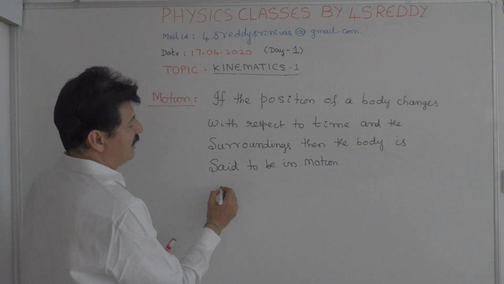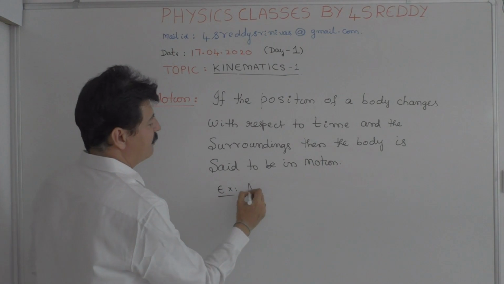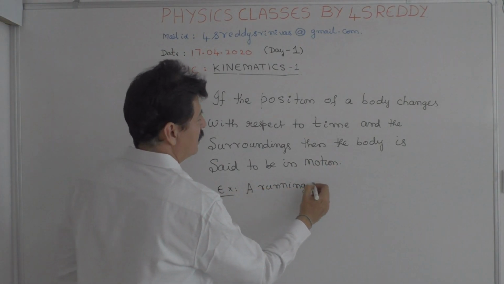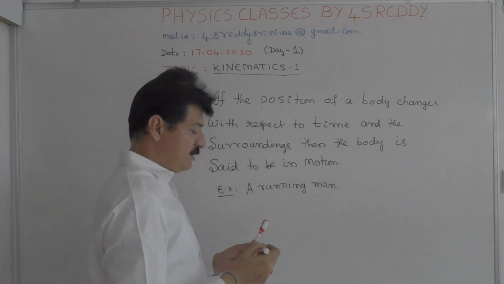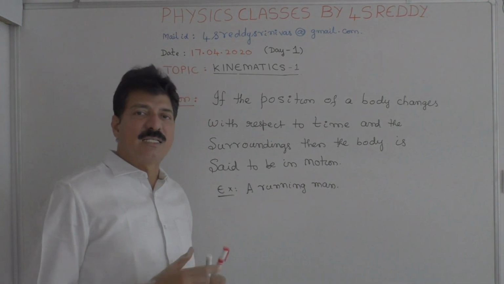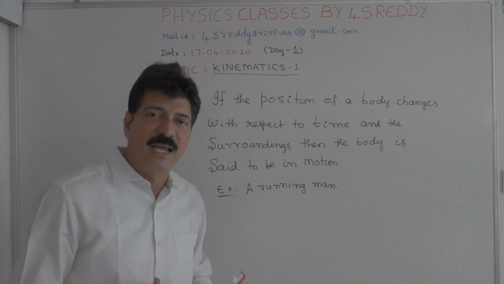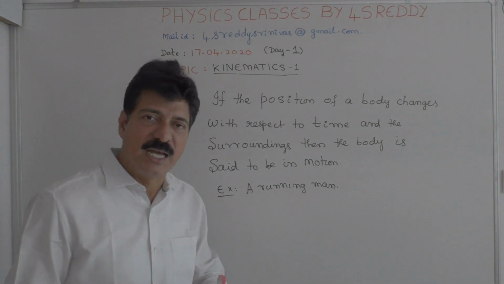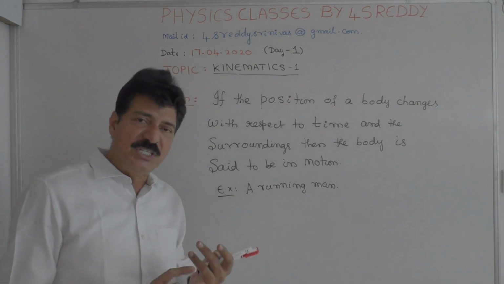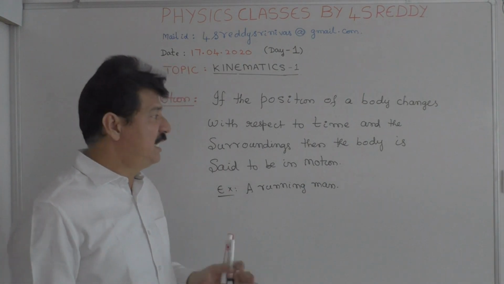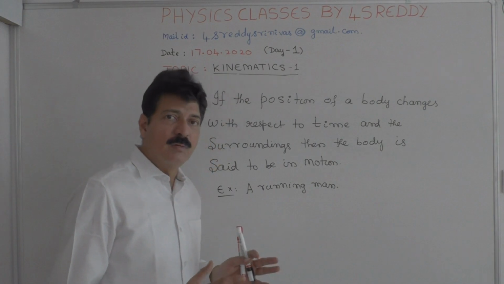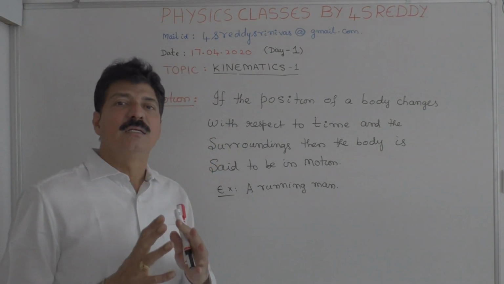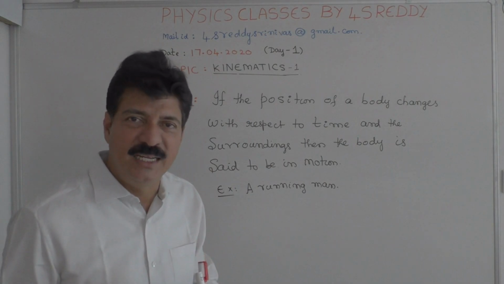You can give an example: a running man, a moving vehicle. It also comes under this. Suppose a man starts running at the complex. As the time progresses, after some time he reaches a railway station. Like that, you can observe his position is changing not only with respect to time, but also with respect to the surroundings. Then only the body is said to be in motion.